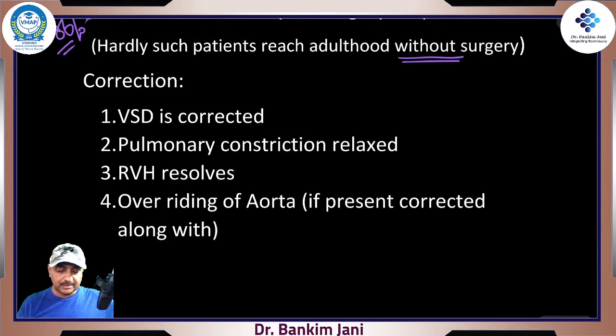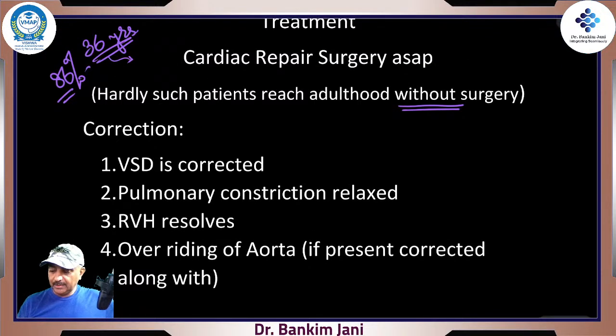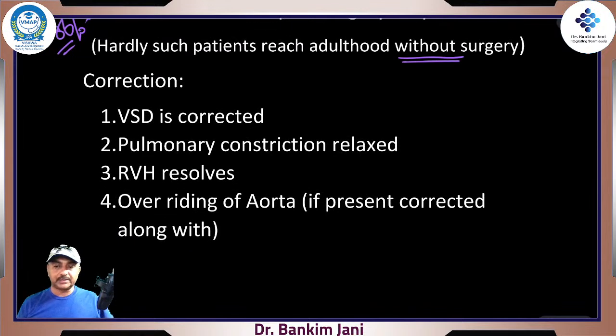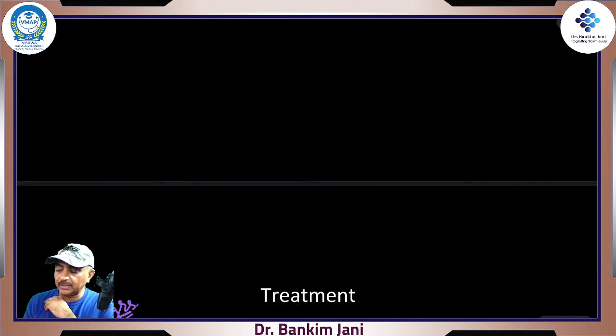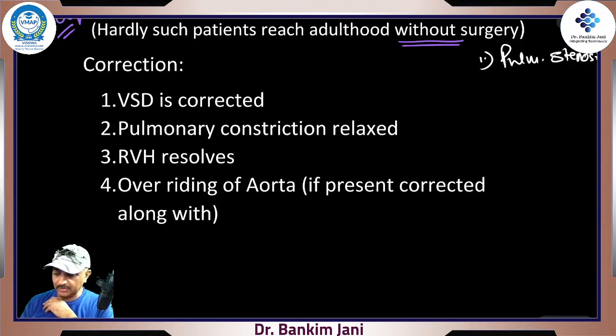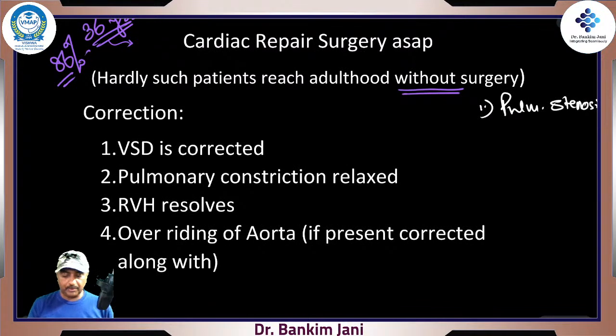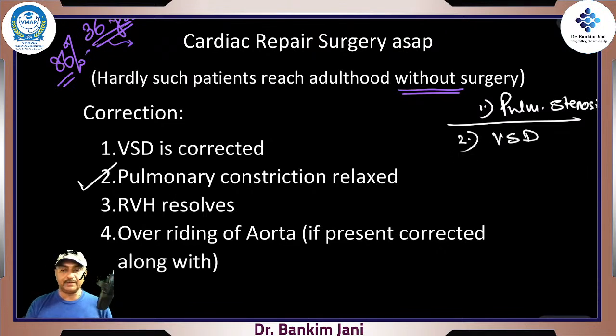So obviously, this is open heart surgery, and in this you have to create shunts, or you have to correct what is incorrect. One was pulmonary stenosis, correct? First one was pulmonary stenosis. So in pulmonary stenosis, that is what we have to correct. The pulmonary constriction is to be relaxed, so this pressure is released. Second, very important would be the VSD, ventricular septal defect, so that blood is not shunted. So VSD is corrected. Makes sense, right?